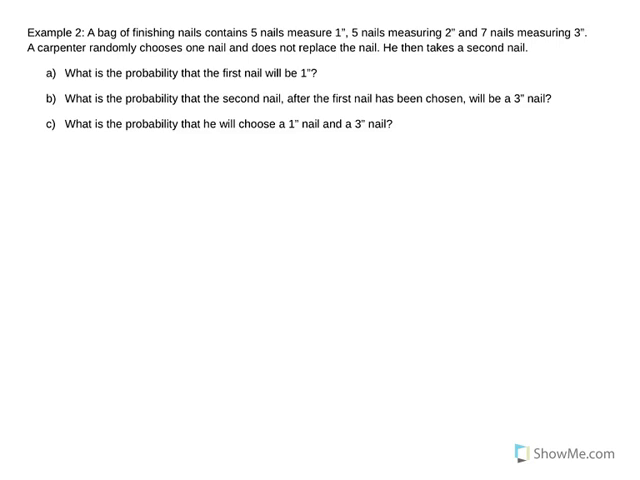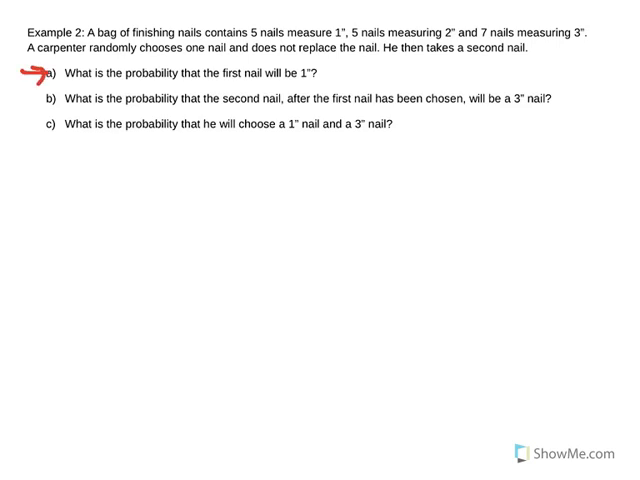Example 2. A bag of finishing nails contains 5 nails measuring 1 inch, 5 nails measuring 2 inches, and 7 nails measuring 3 inches. A carpenter randomly chooses 1 nail and does not replace the nail. He then takes a second nail. So for this one we have multiple events. We're having the first event, which is his first choice, and then we have the second event, which is dependent on what happened on the first event.